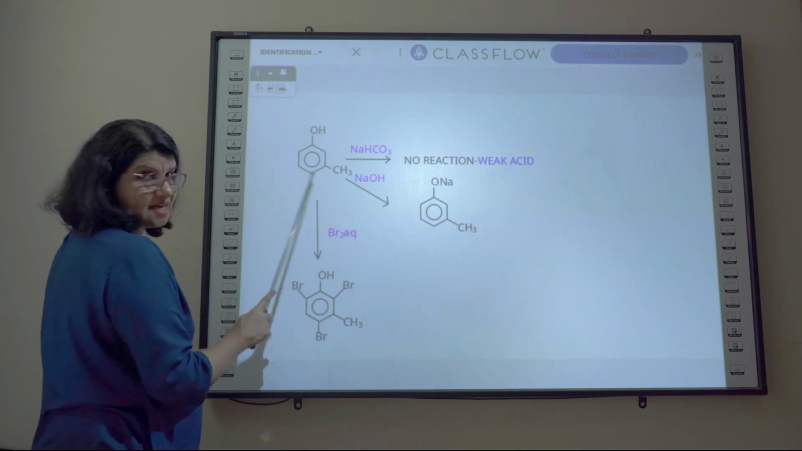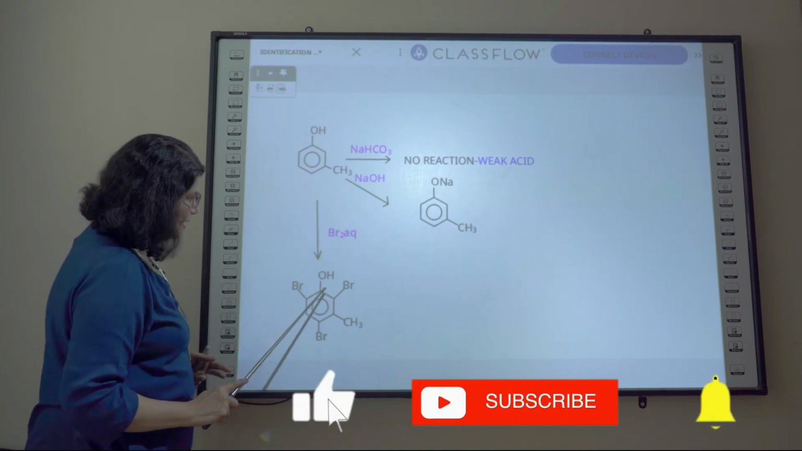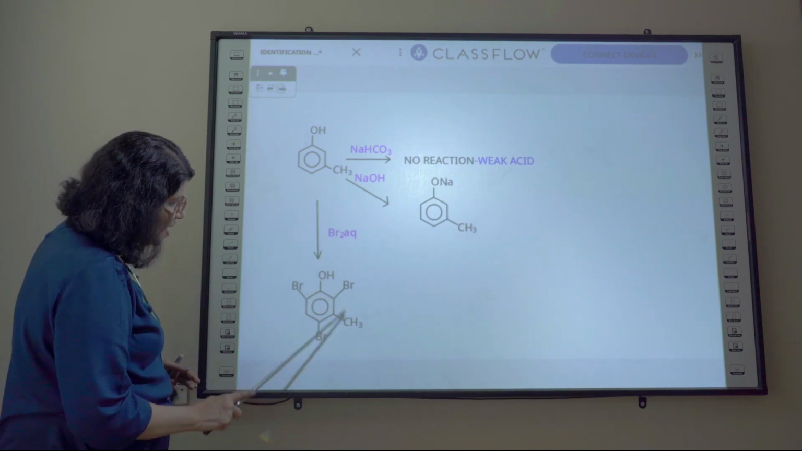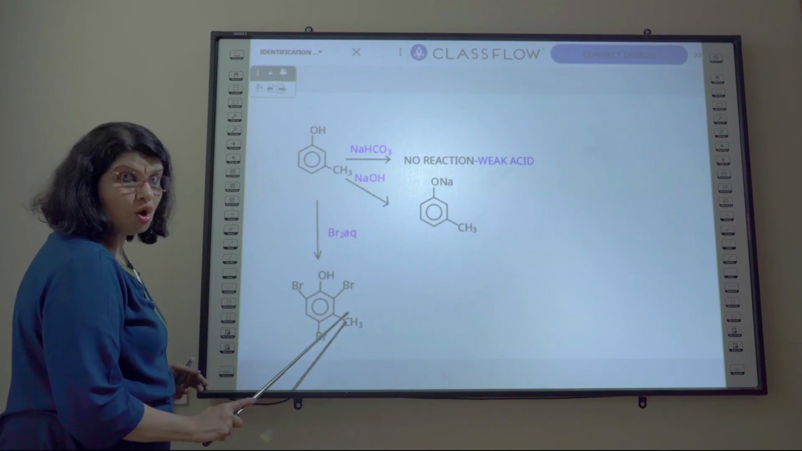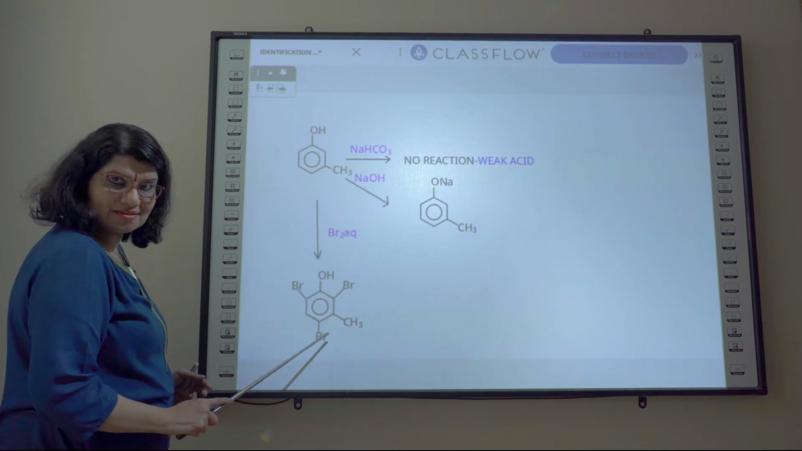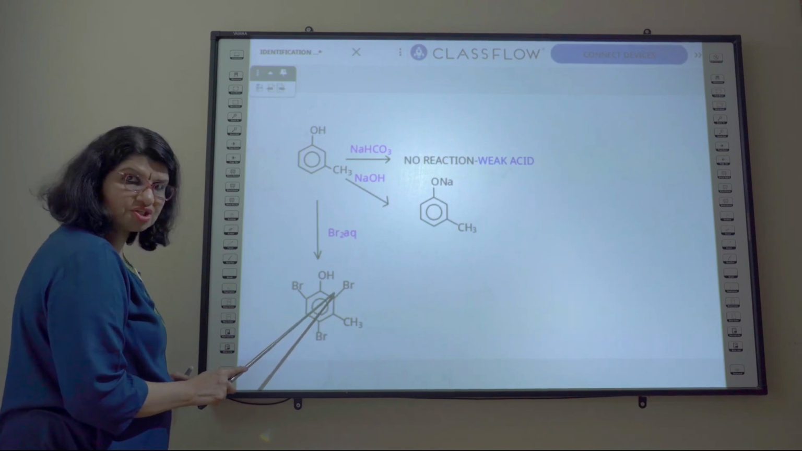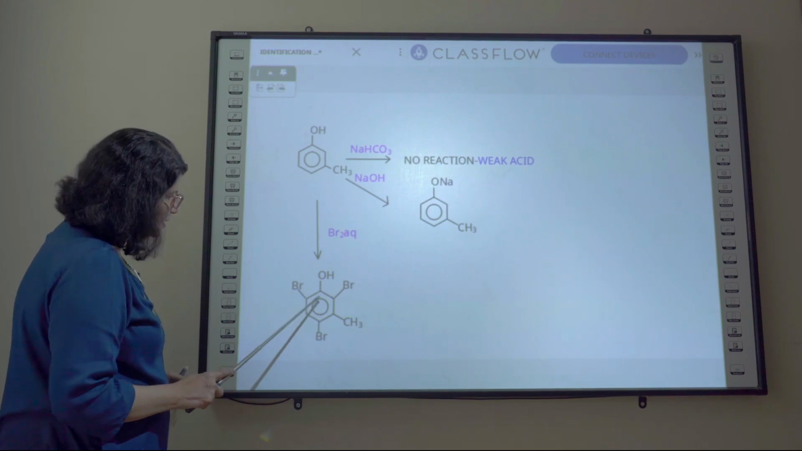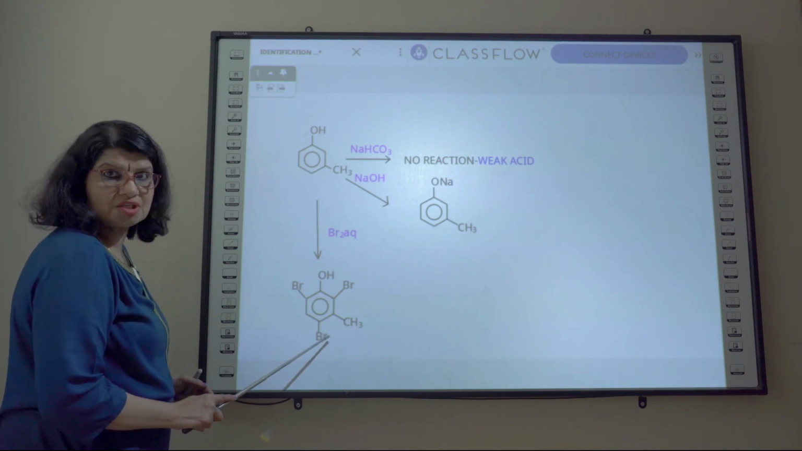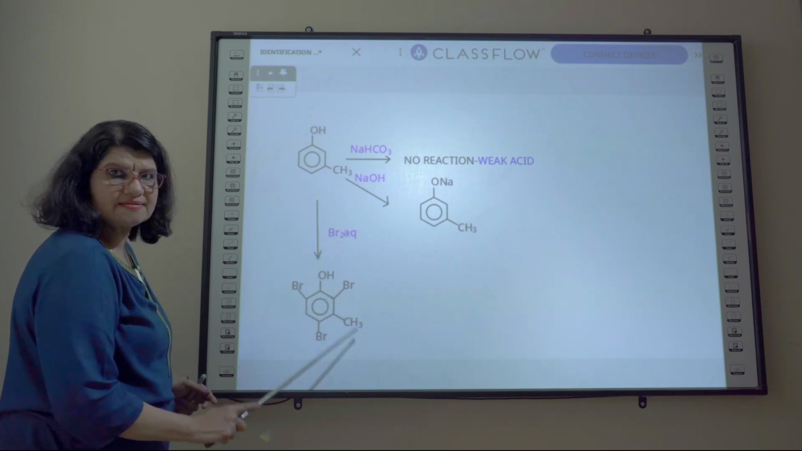Now we have started with meta-cresol for a simple reason. Let's look into the reaction with bromine. The formula of the tribromo derivative has 3 bromines. Only when the OH and methyl are at meta positions with respect to one another can the bromines attack the 2, 4 and 6 positions. If the methyl group is at the ortho position, the bromine cannot get attached at this position. You get a dibromo derivative. And suppose the methyl is at the para position, you will again not get a bromine at this position. So since you have 3 bromines on the benzene ring, it has to be a meta-cresol.